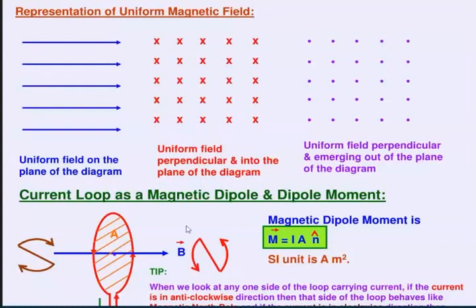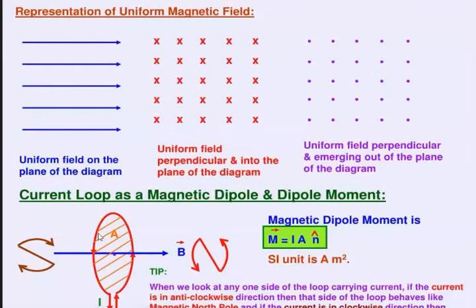Next thing is that a current carrying loop acts as a magnetic dipole. And dipole means two poles. A system of two poles is called a dipole. So far we have discussed the electric dipole, where there were two poles, one for positive charge and the other for negative charge. So when equal and opposite charges are separated by a certain distance, then it forms an electric dipole.